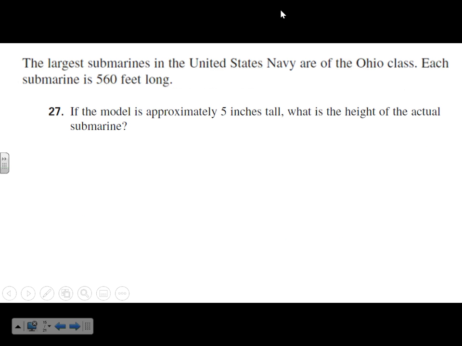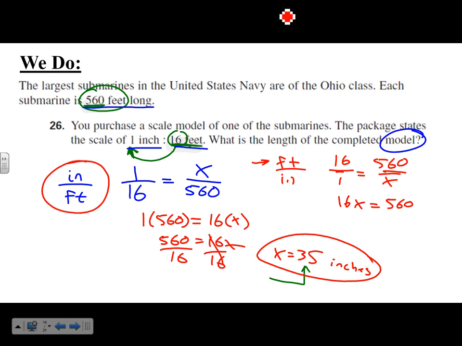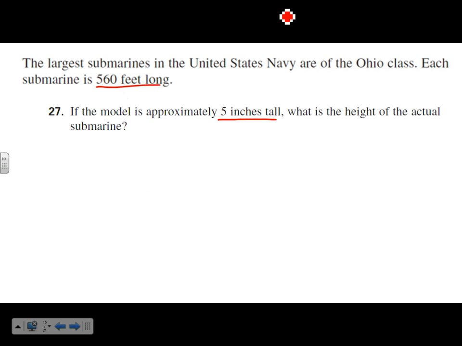So we have the same scenario in the model. If the model is approximately 5 inches tall, what is the height of the actual submarine? So the last one we had said it's 1 inch to 16 feet. So I put inches over feet, and so I had 1 over 16. It's saying it's 5 inches tall, and again, that's the model.